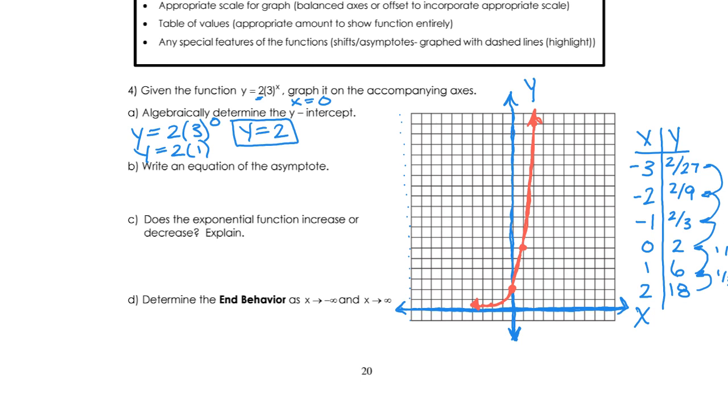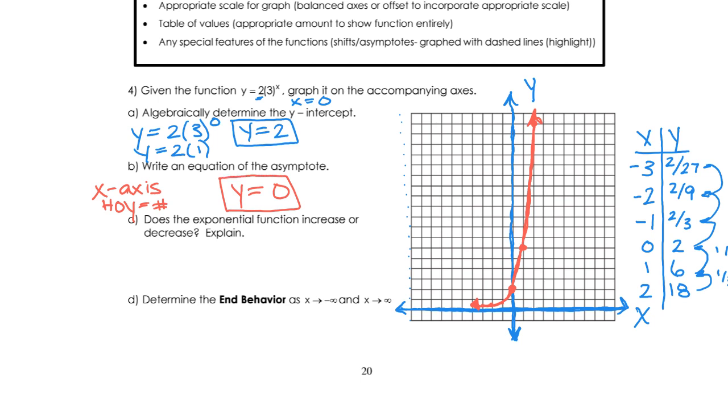And so in part B, it's asking us to write an equation of the asymptote. And remember, guys, that the asymptote is the x-axis. That is the line we're getting super duper close to, but we're not going to be able to touch it. Remember that the x-axis is a horizontal line, so think HOY, and think y equals a number. And that number is going to be 0, so y equals 0.